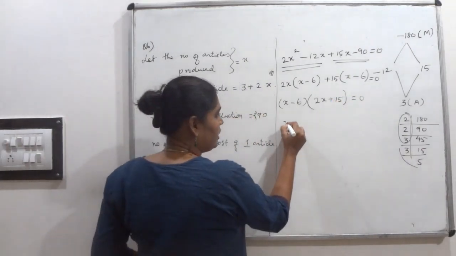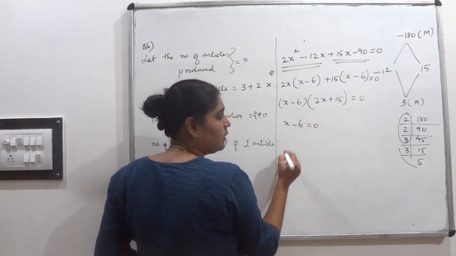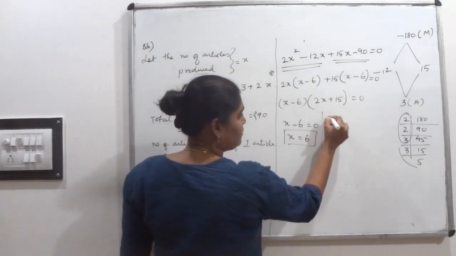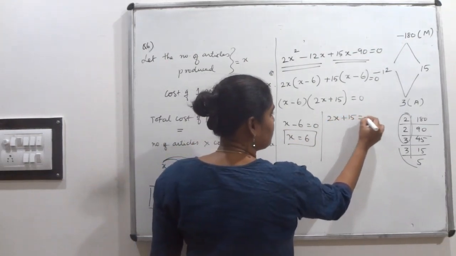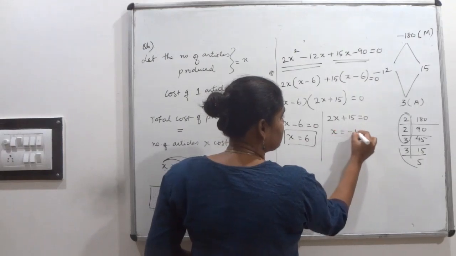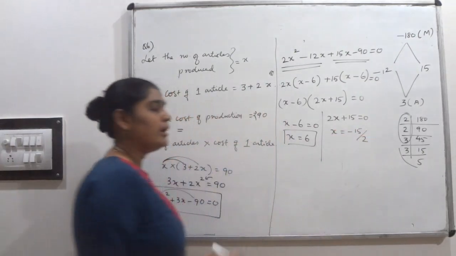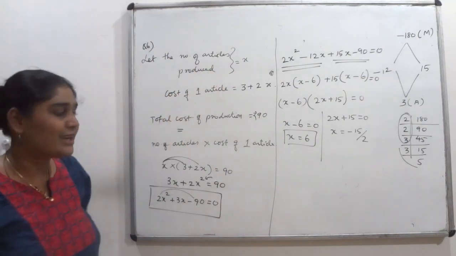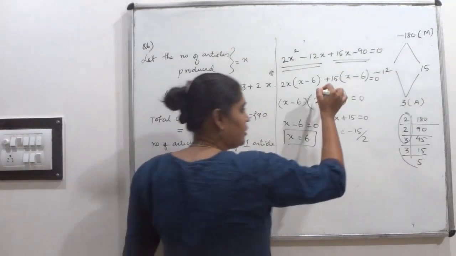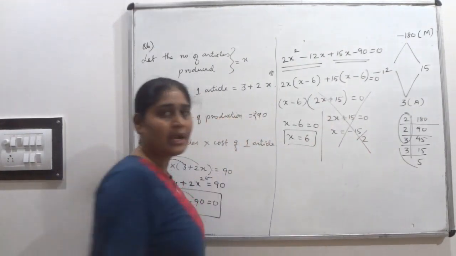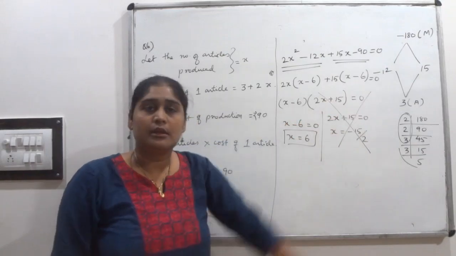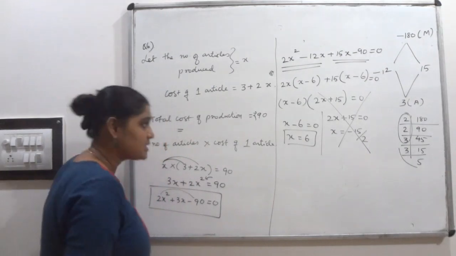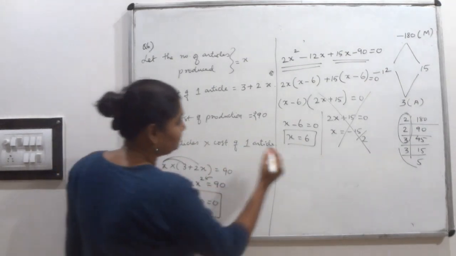Each factor you have to equate with 0 so that you will get the x value. So x is equal to 6, I got. And for the next factor, 2x plus 15 equal to 0, you will get x is equal to minus 15 upon 2. X is what you have taken as the number of articles produced on that day. See, the number of articles cannot be a negative value. That's why I have to cancel out this factor, 2x plus 15. So finally the x value I got is x equal to 6. So that is your answer.